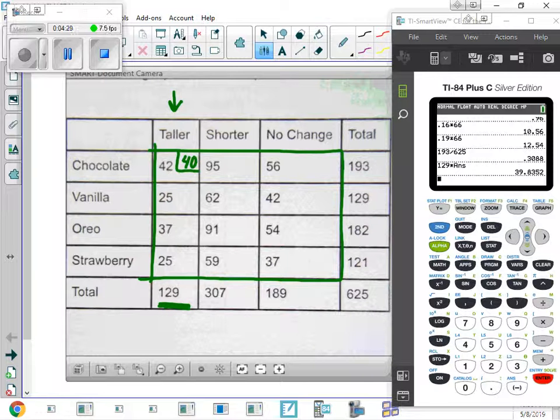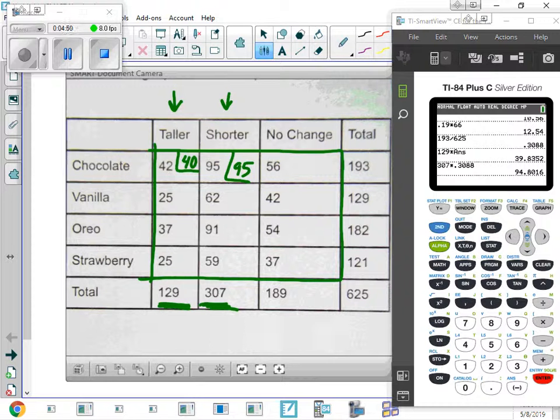Now I do the same thing for shorter. So there are 307 people in this category. I need to multiply that by 0.3088. So 307 times 0.3088, and I get 95 people. Now, I'm going to do that with all, how many categories do I have? 12? Going to do that with all 12 categories.